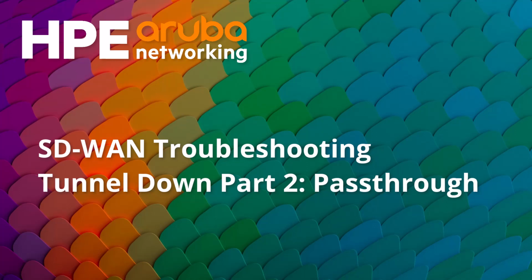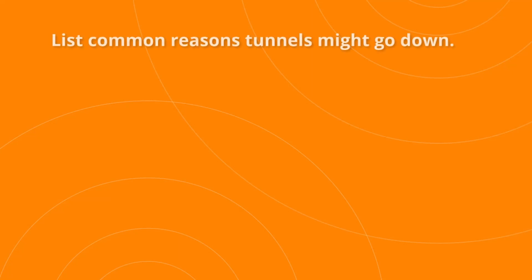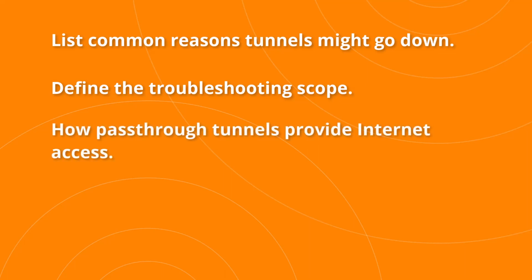In this video, we'll talk about and troubleshoot some pass-through tunnel down situations. We'll be talking specifically about simple pass-through tunnels only, such as those used for Internet Breakout. Third-party IPsec tunnels will be discussed in another video. We'll list common reasons tunnels might go down, talk about how to define the troubleshooting scope, discuss how pass-through tunnels provide internet access, and we'll do some live troubleshooting to bring it all together.